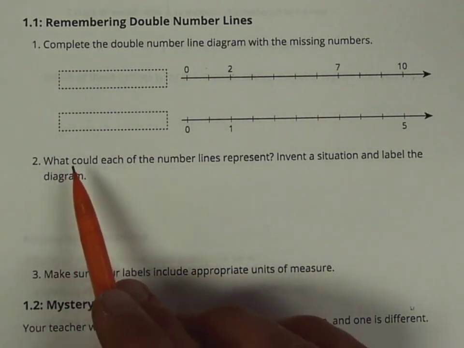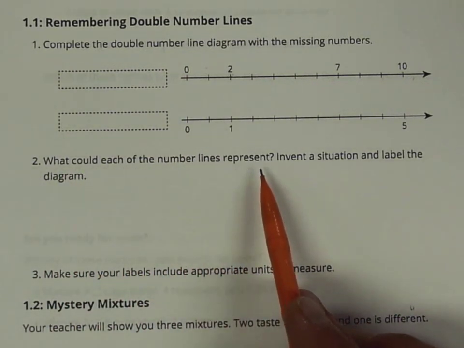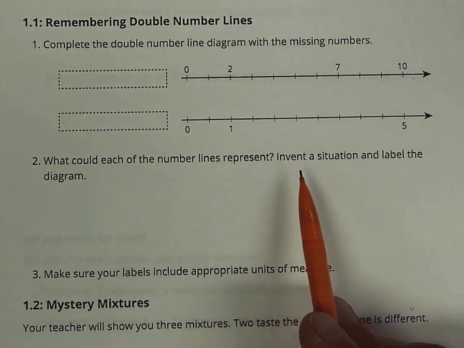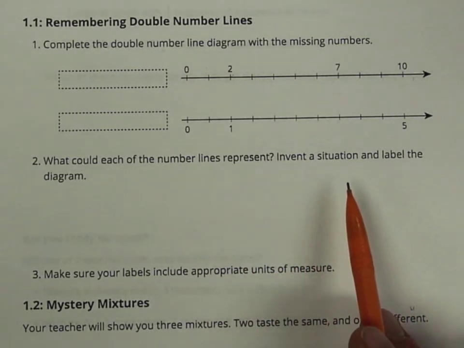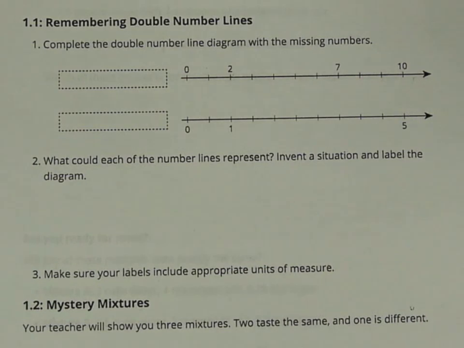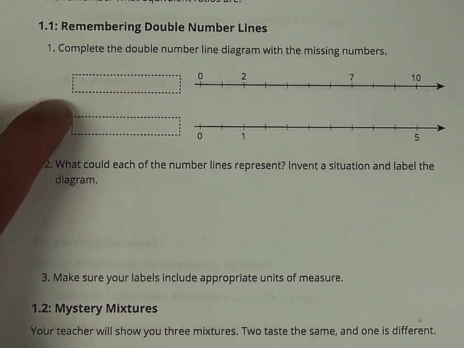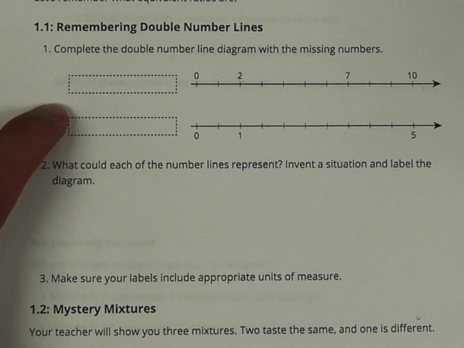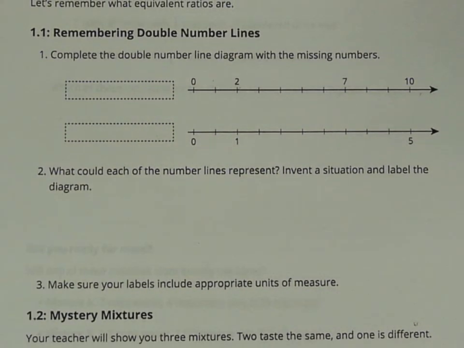Number 2 says, what could each of the number lines represent? So it's your job to invent a situation and label the diagram. This could be any kind of situation, the relationship between any two different variables. We talk a lot about relationships between distance and time, or gallons and teaspoons, and years and minutes and all sorts of different units. Come up with a situation and then label these dotted line rectangles here with whatever units you choose.